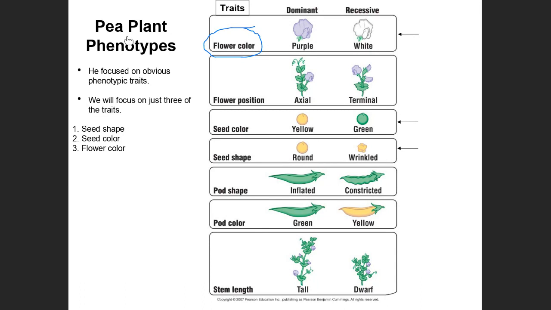Another thing you'll need to know going into the test is that flower color comes in 2 phenotypes, a dominant phenotype purple and a recessive phenotype white. Seed color also comes in 2 phenotypes, a dominant phenotype yellow and a recessive phenotype green. And a third trait, seed shape, also comes in 2 phenotypes: the shape of the seed could be a dominant round, or a recessive wrinkled. That's the first thing you want to know before you proceed any further.